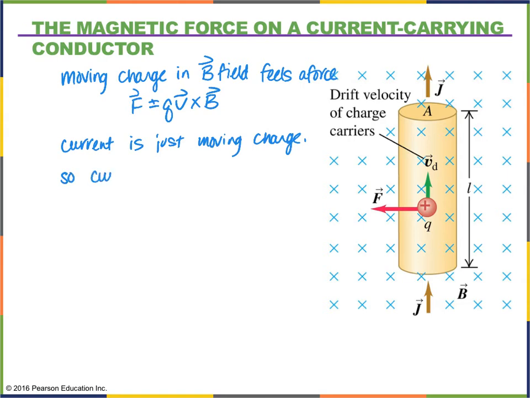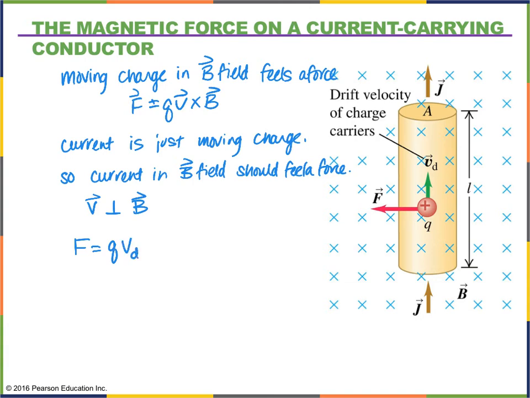So, a current in a magnetic field should feel a force. All right, so let's imagine that the velocity of the charge is perpendicular to the magnetic field, so that we can write the force due to one charge carrier as just Q, V_D, B.